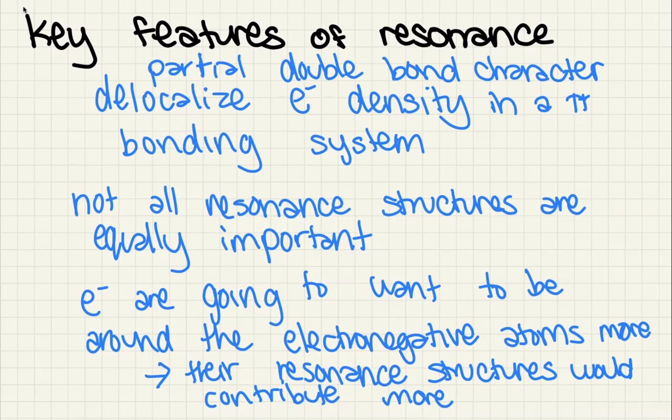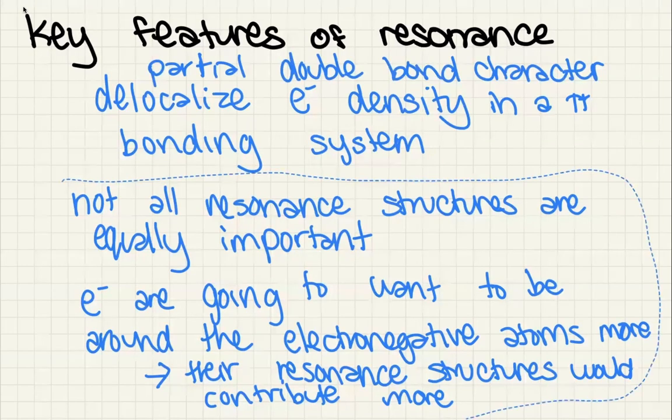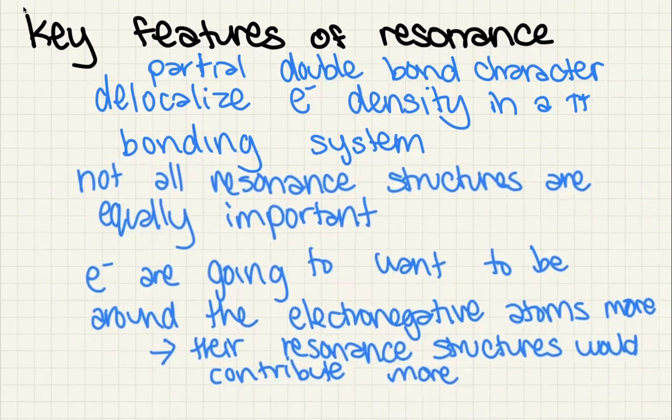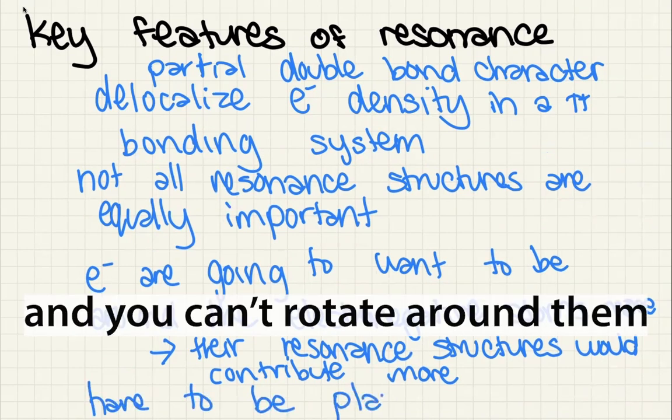Another crucial thing is that because they're in that pi system, a consequence is that they have to be planar. Because they're in that pi system where you have things above and below the plane, in order for these to merge together, they're going to have to be in a planar molecule.